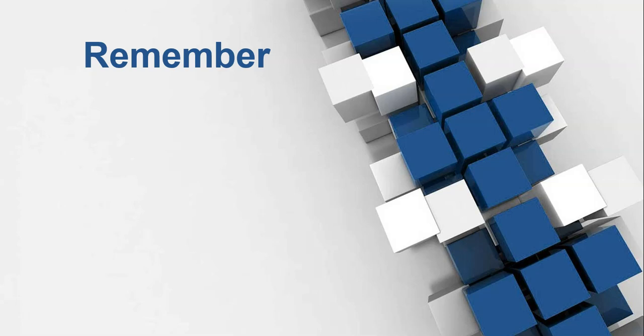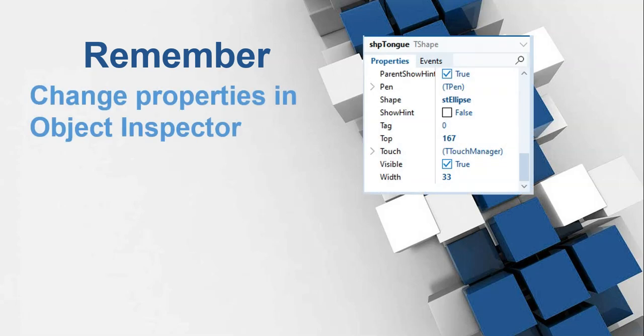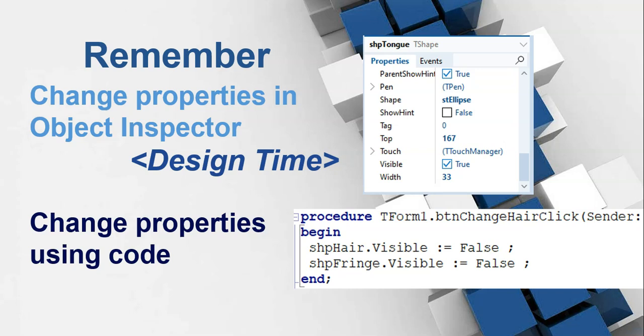Just a thing to remember, that when we did this program, we changed the properties in the object inspector. This is when we were designing the program to see what it's going to look like from the very beginning. And this is referred to as design time. At design time, we're changing the properties of the components and the objects so that they appear when the program starts. When I use code to change the properties, that's actually changing them at runtime, which means those properties haven't changed until the program is being executed and those events are being triggered.